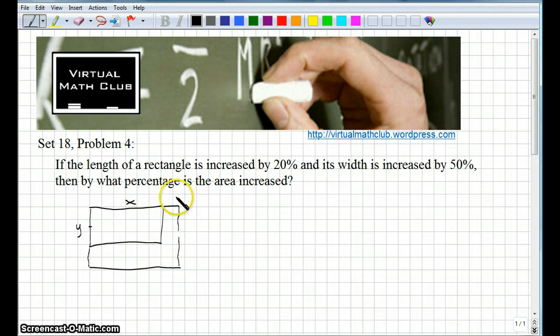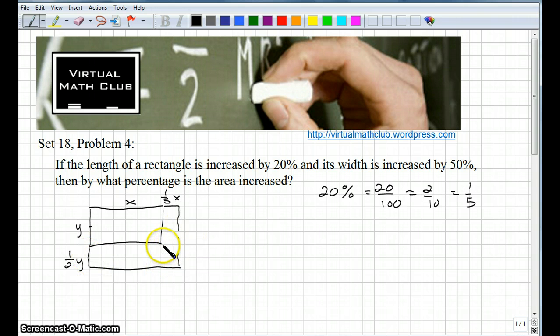So here we've added 20% of x. 20% is the same thing as writing 20 over 100, which is the same as 2/10, which is equal to 1/5. So I'm just going to write this as 1/5 x is the width here. And 50%, of course, is just a half, so I'm going to write this as 1/2 y. Okay, that's the increase there.